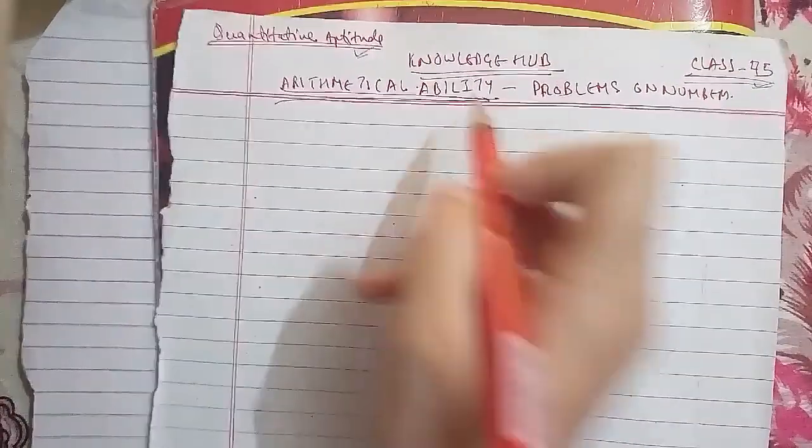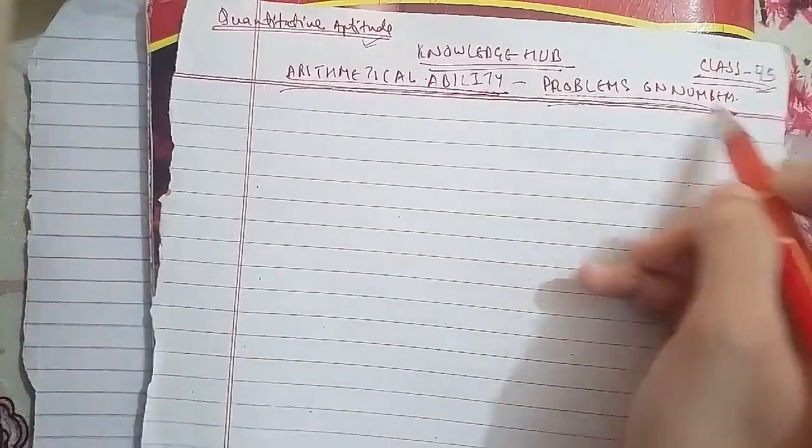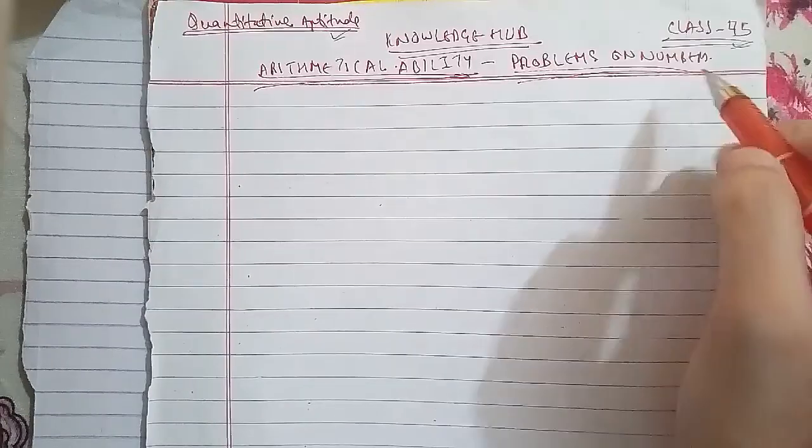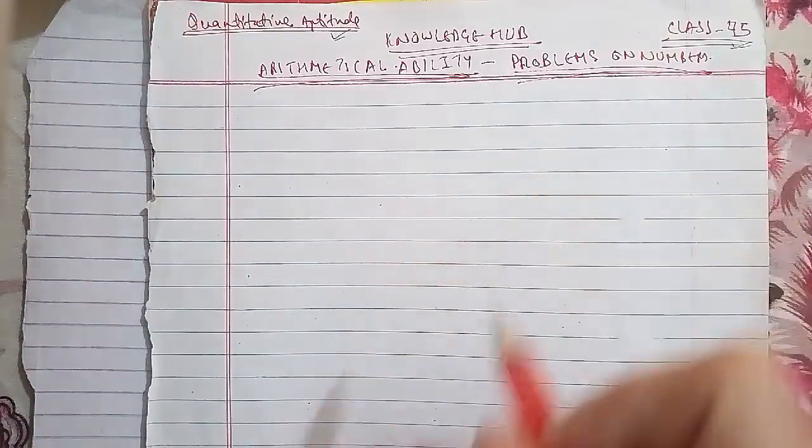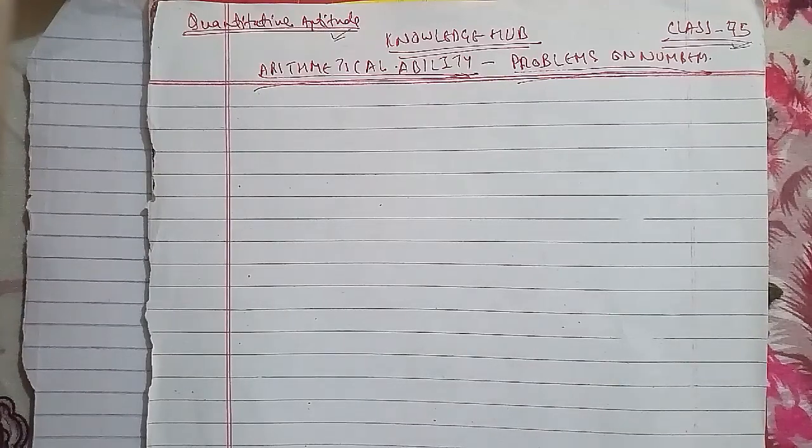In problems on numbers we had started in the last classes, and we had completed the 69th question. In today's class we'll start discussing from the 70th question of the session.